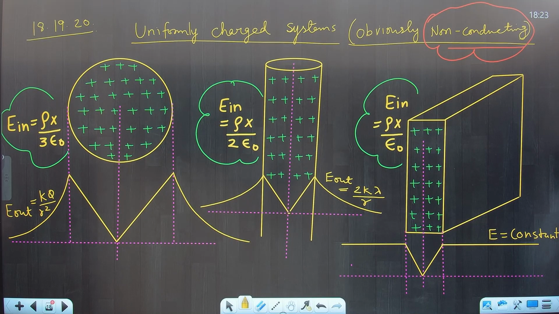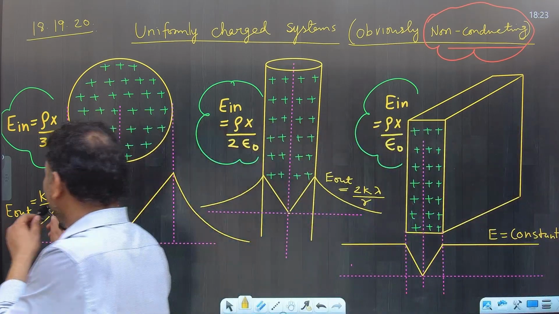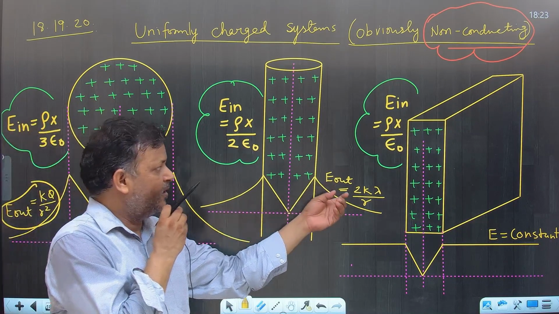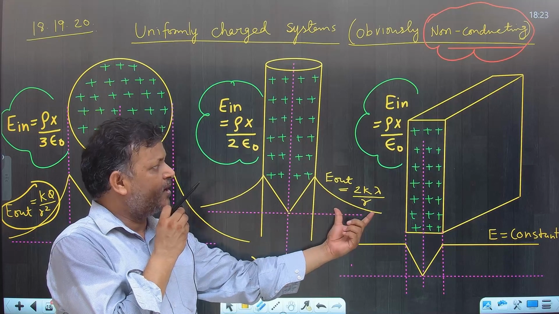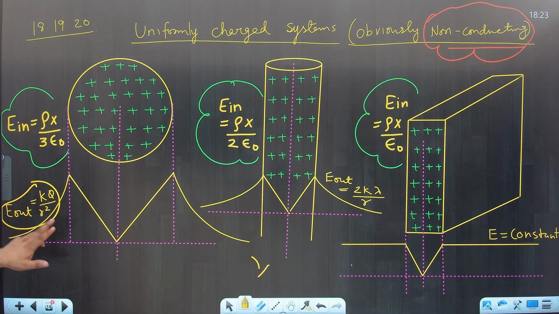Obviously the electric field outside will not change, because it doesn't matter whether you have a hollow or solid system. Electric field outside will be the same. For the sphere it will behave like a point charge, kq by r square, and for the cylinder it will behave like a line charge, 2k lambda by r, and for the plate it will be constant. But inside they will grow linearly.